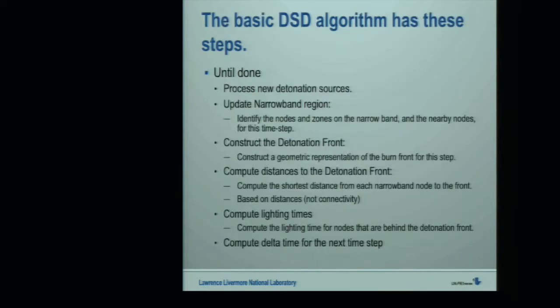Okay, so I think I've already gone over the steps, but the algorithm works as follows. Until you're done, you process all the new detonation sources. All my examples are going to have a detonation source, like 1 point at time 0, but you can have other ones, more than one. They can be delayed at different times. So the steps are you update the narrowband region from the previous narrowband region. That means you add more zones to one end and subtract some from the other end. And then you compute the detonation front, which is a representation of the detonation.